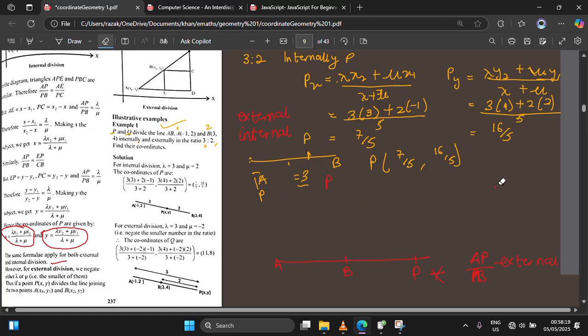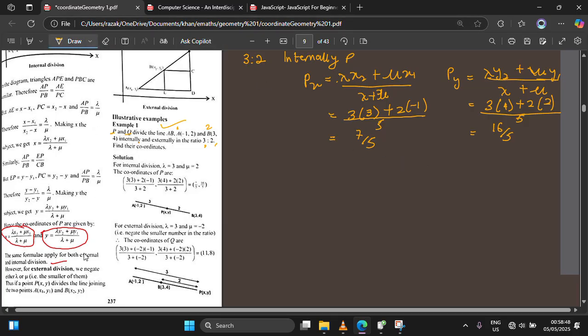If it's external, the only thing that changes is that one of our ratios becomes negative. But which of them becomes negative? We always choose the smallest as negative. So let's see. The smallest amongst the ratios is negative. So if I have, right, that is given here.